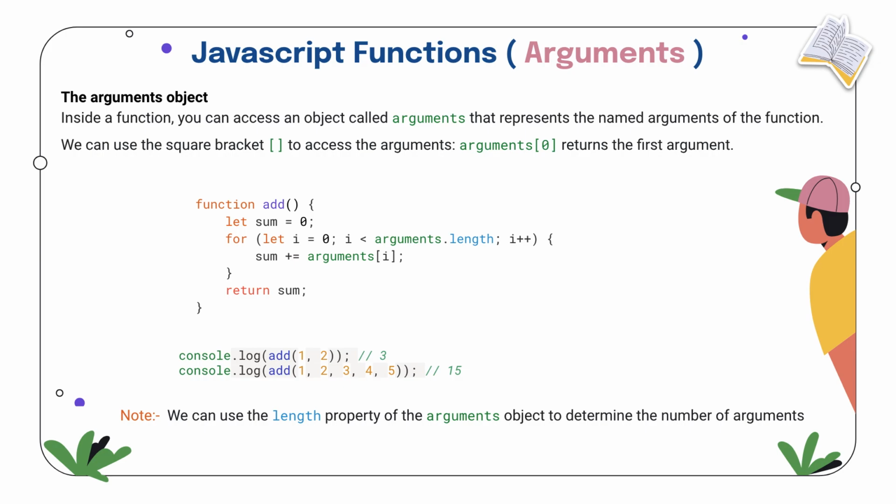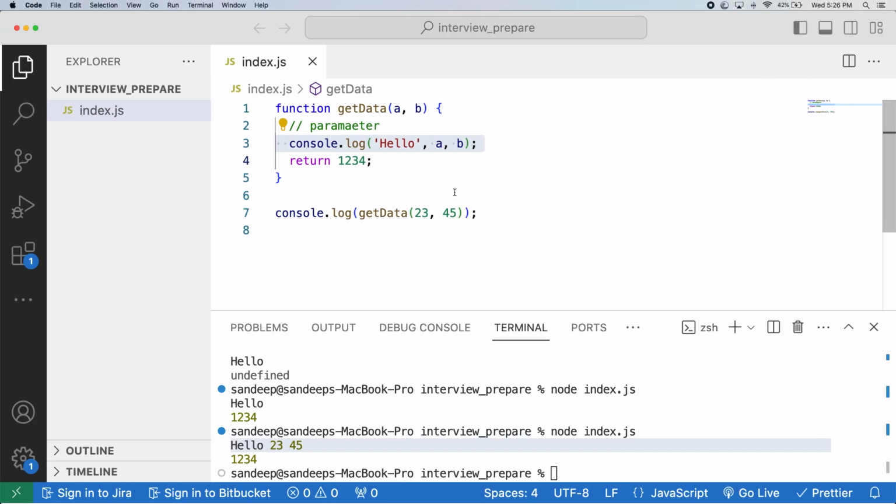The next slide says arguments. So what is arguments? Arguments is a predefined object in JavaScript. First we have to understand what the use of this arguments object is. Before that, you have to understand that a function in JavaScript can take n number of arguments or n number of parameters, right?